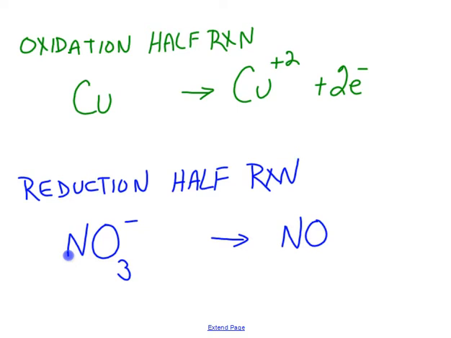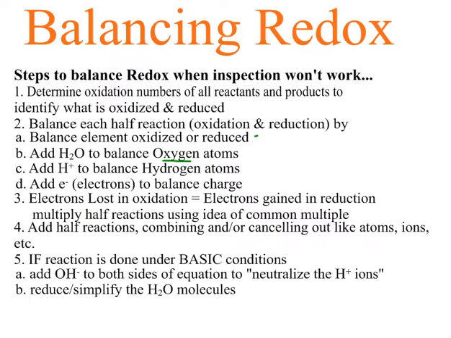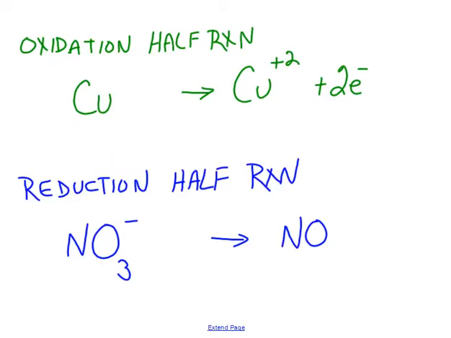If they were not, then we would put a coefficient in front of either the reactant side or the product side. Since that's not the case, we don't have to use a coefficient to start and balance the nitrogens. The second step is to balance the oxygens by adding water to the appropriate side. Since there are 3 oxygens on the reactant side and only 1 oxygen on the product side, I'm going to add 2 waters to the product side.